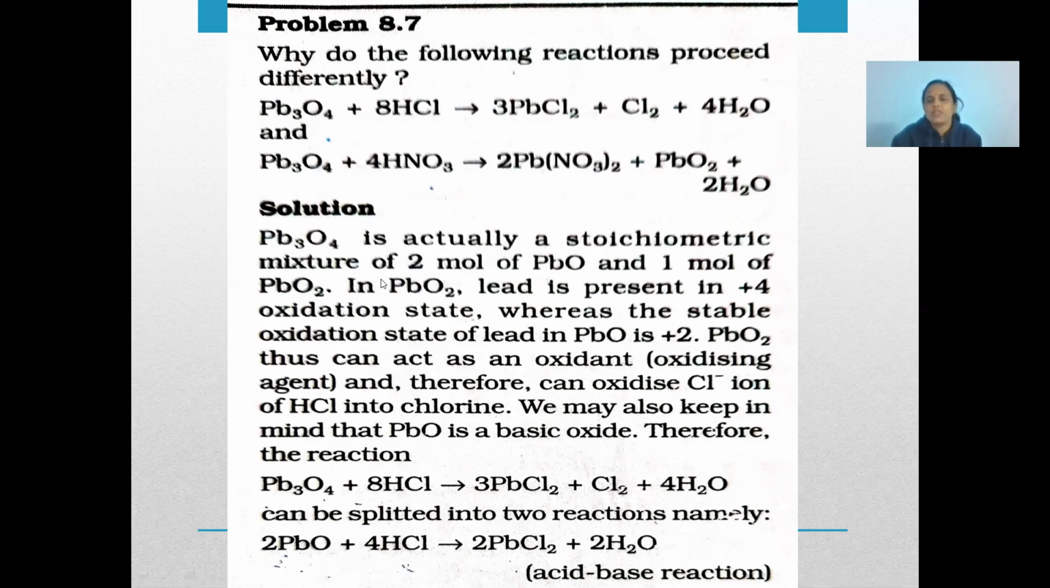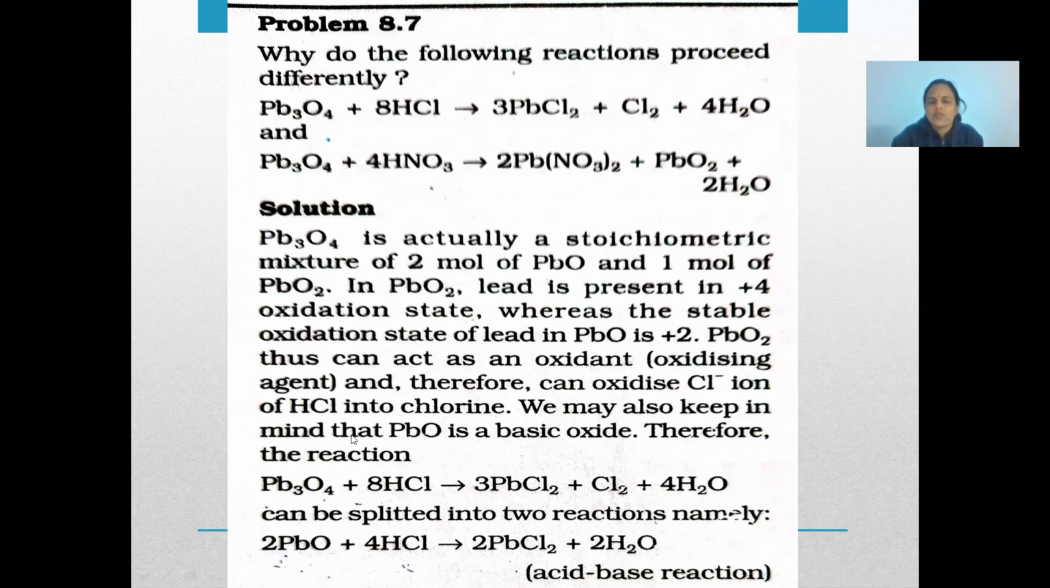The answer to this question lies in Pb3O4 being actually a stoichiometric mixture of 2 moles of PbO and 1 mole of PbO2. So 2 moles of PbO plus 1 mole of PbO2 is equivalent to Pb3O4. In PbO2, lead is present in +4 oxidation state, whereas the stable oxidation state of lead in PbO is +2. PbO2 can act as an oxidizing agent, and therefore it can oxidize Cl⁻ ion of HCl into chlorine.